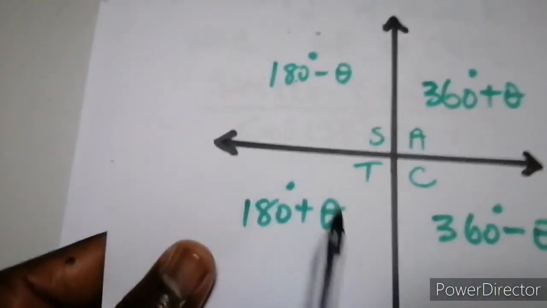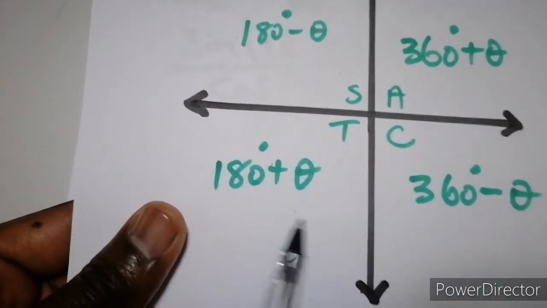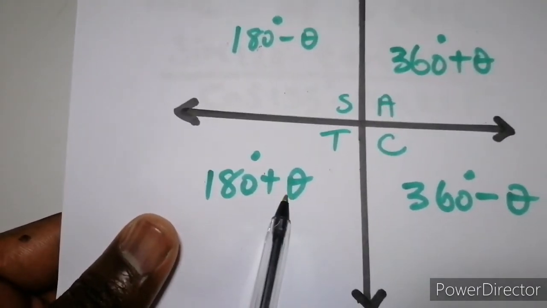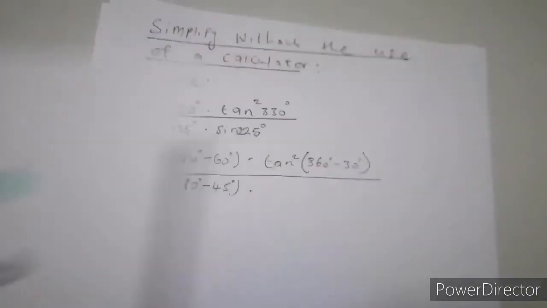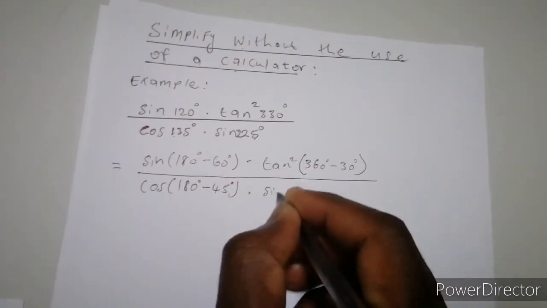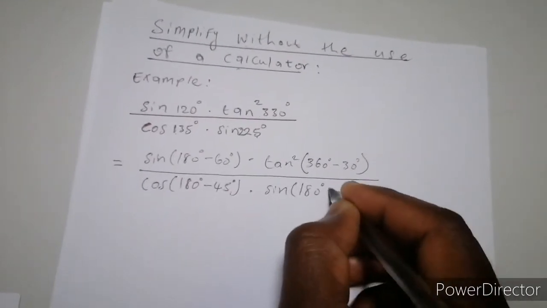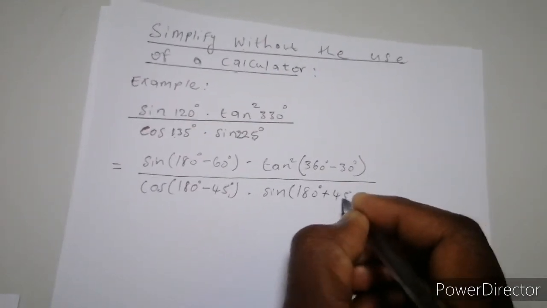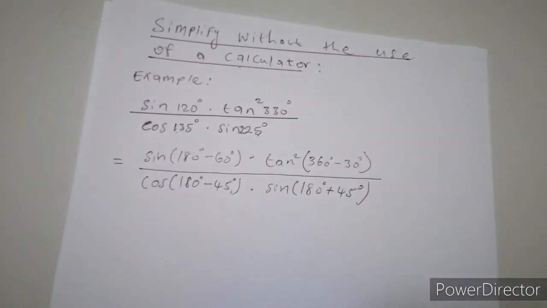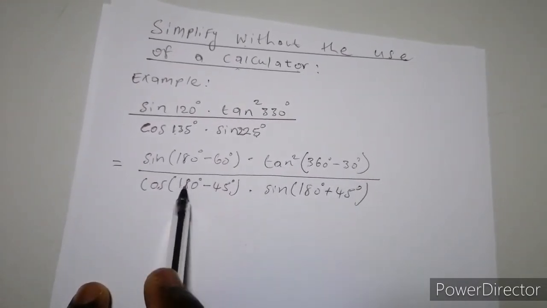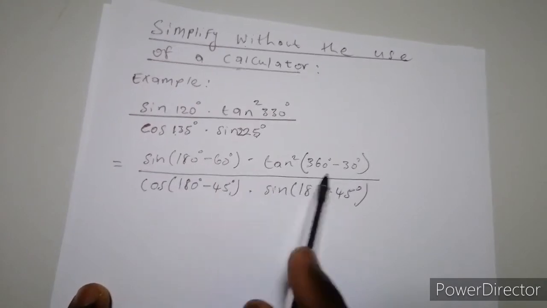225. 225, it is in this quadrant. 180 plus an acute angle. Sine of 180 plus 45 degrees. Right. Now, we're going to give each function an acute angle and check in which quadrant it is.